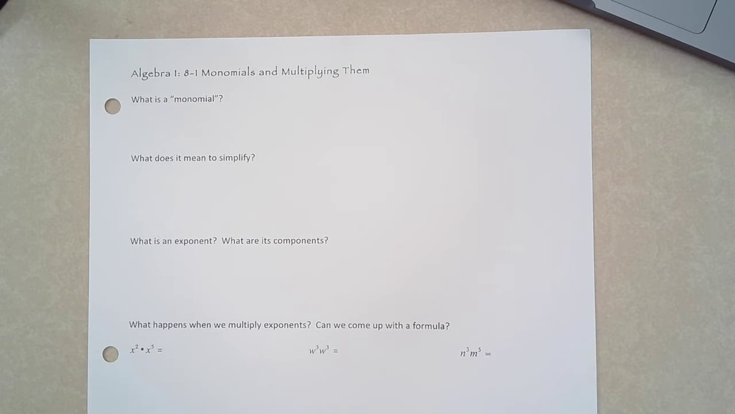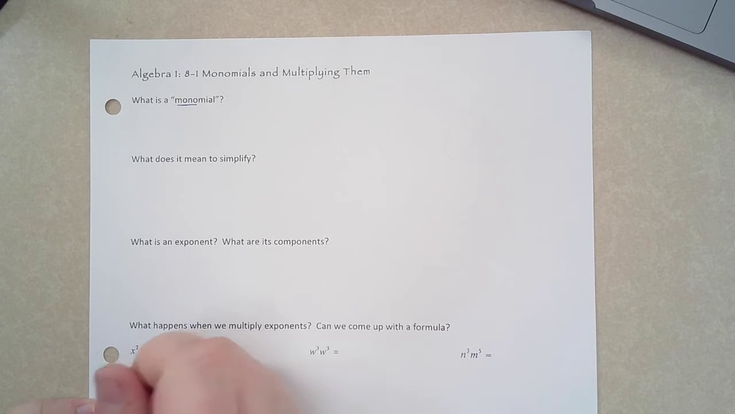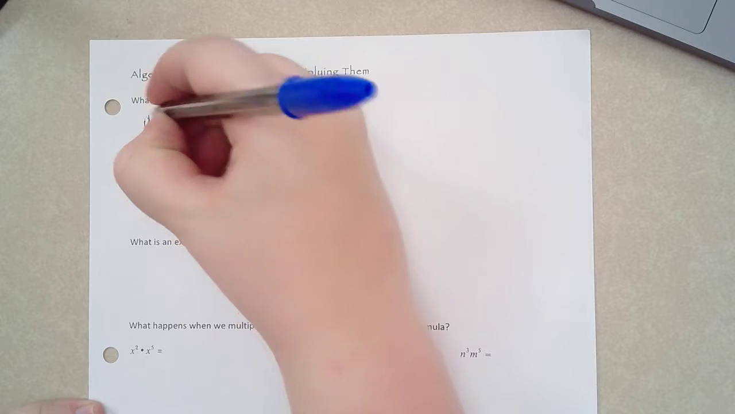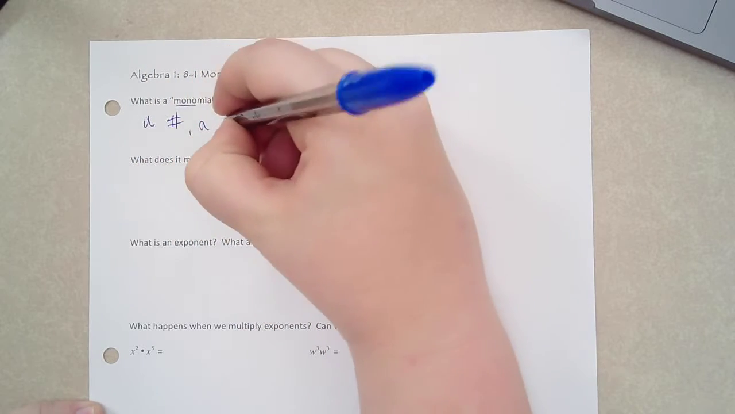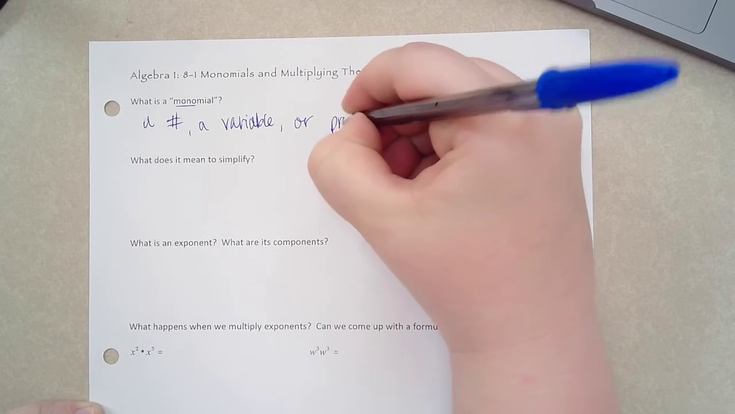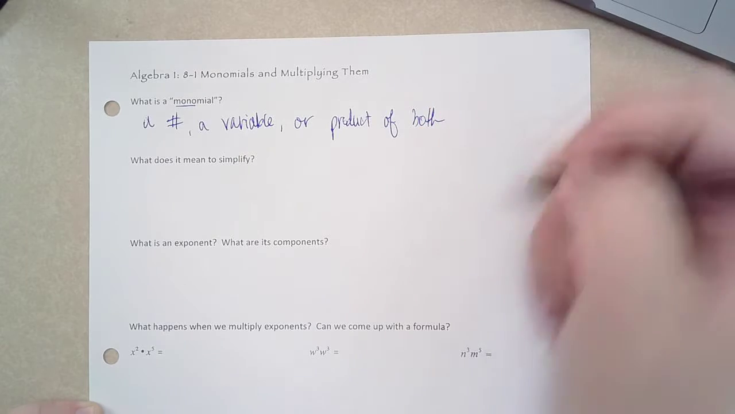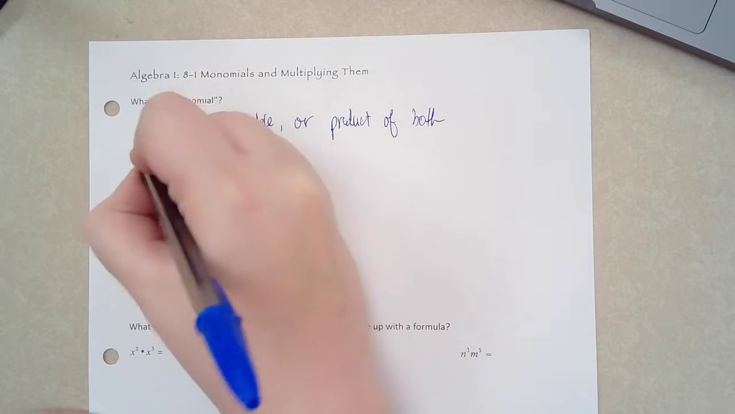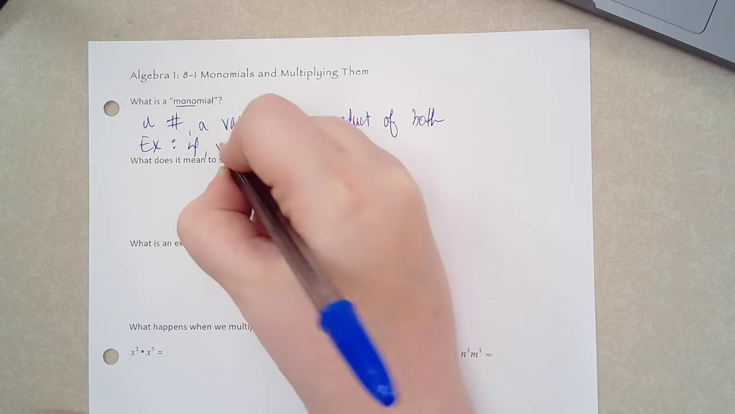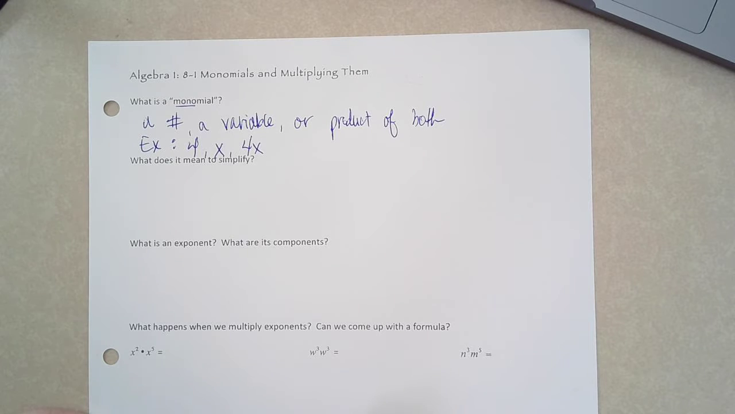So what is a monomial? Well, we're going to look at this word and see the mono root. What that means is 1. So a monomial is a number, a variable, or product of the two. An example of this would be something like 4, a number, x, a variable, and 4x, a product of the two.